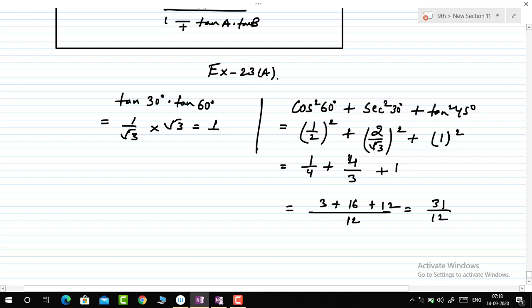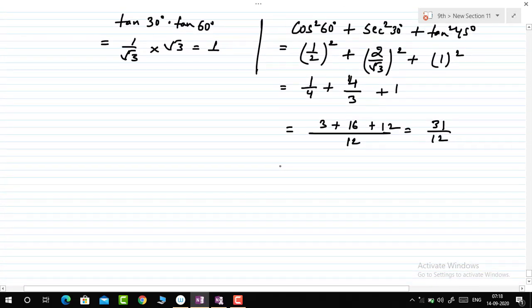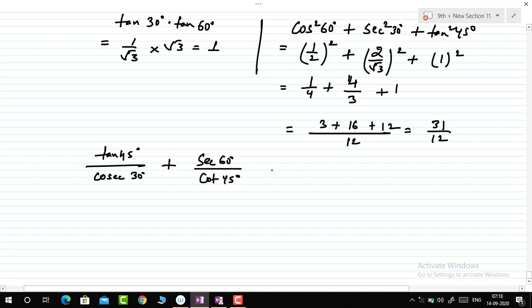Similarly, we can find others also, like question number 2, subpart 2. The question is tan 45 upon cosec 30 plus sec 60 upon cot 45 minus 5 sin 90 upon 2 cos 0 degree.